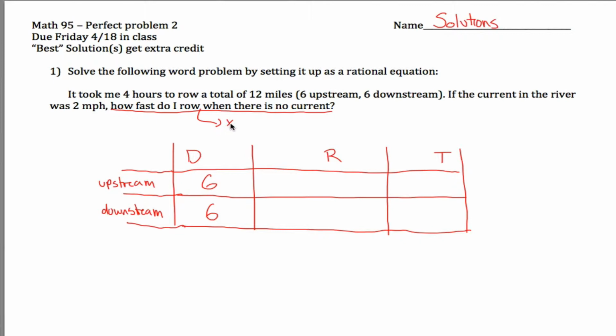So if x is the speed I row when there's no current, and there's a 2 mile per hour current, then when I'm going upstream, I'm not going my normal speed, I'm going 2 slower than my normal speed. And when I'm going downstream, I'm going 2 faster. So my rate is x minus 2 and x plus 2 respectively.